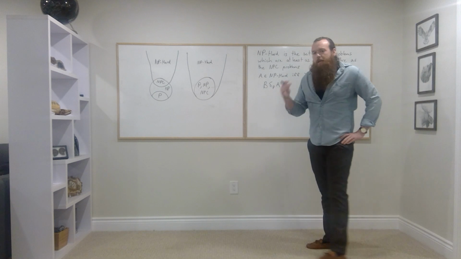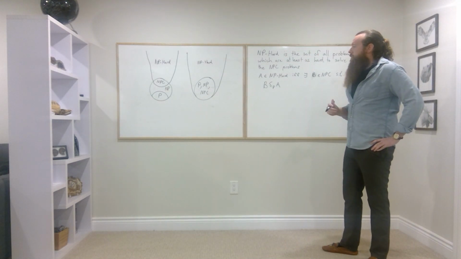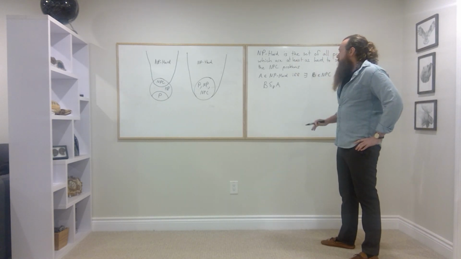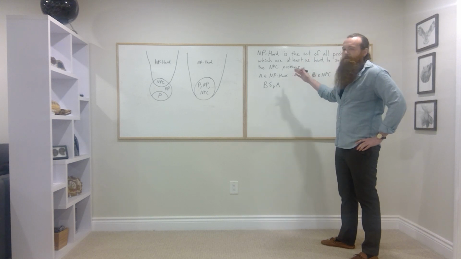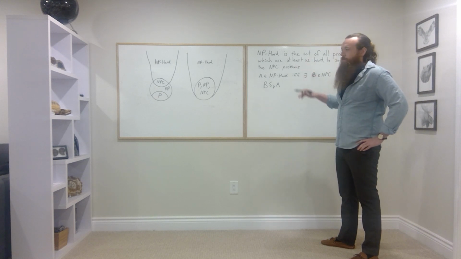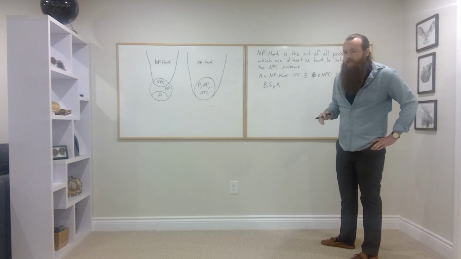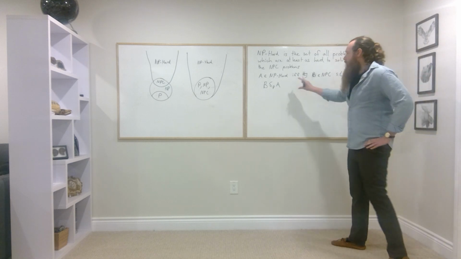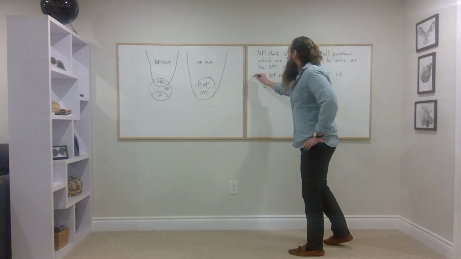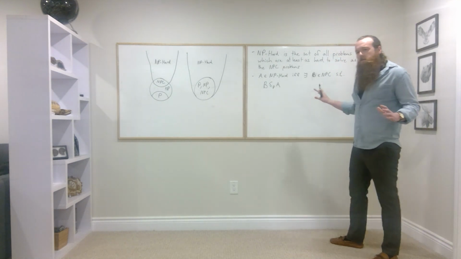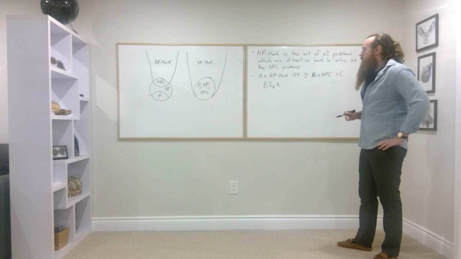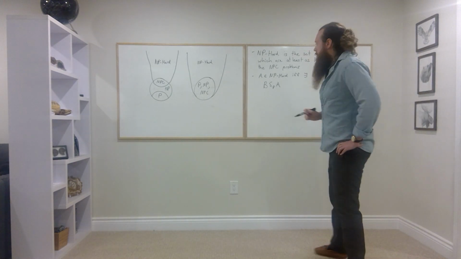So informally, NP hard is all the problems that are at least as hard as the NP complete problems. And formally, it's the set of all problems such that all the NP complete problems reduce to it. If one NP complete problem reduces to it, all NP complete problems reduce to it. In fact, all problems in NP reduce to it. And that's probably the typical definition you'll see. But this is the bottom line. In order to show something is NP hard, we just need to find an NP complete problem and reduce that NP complete problem to that NP hard problem.